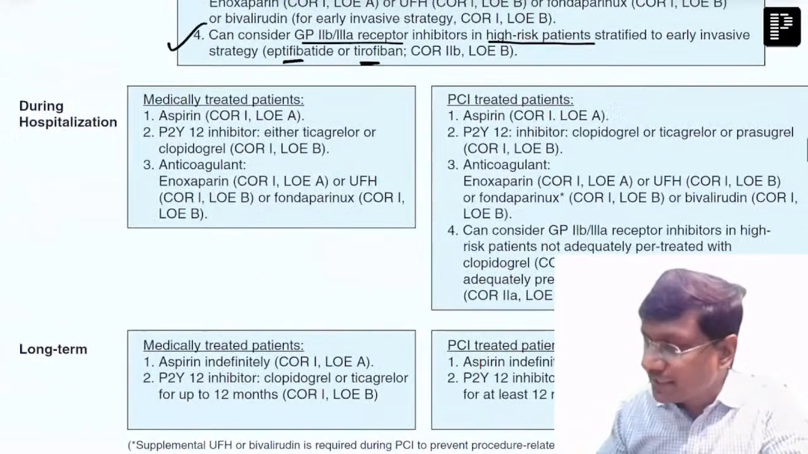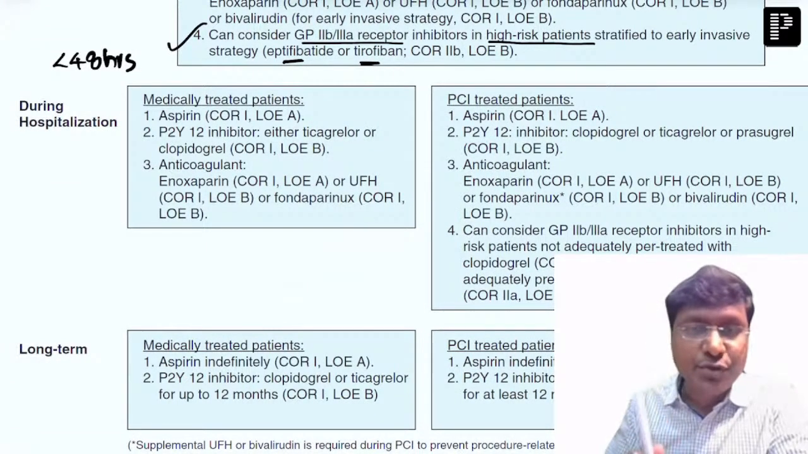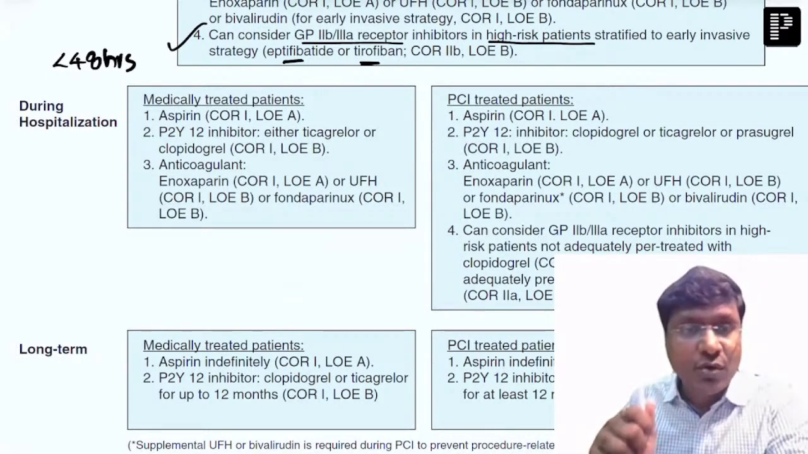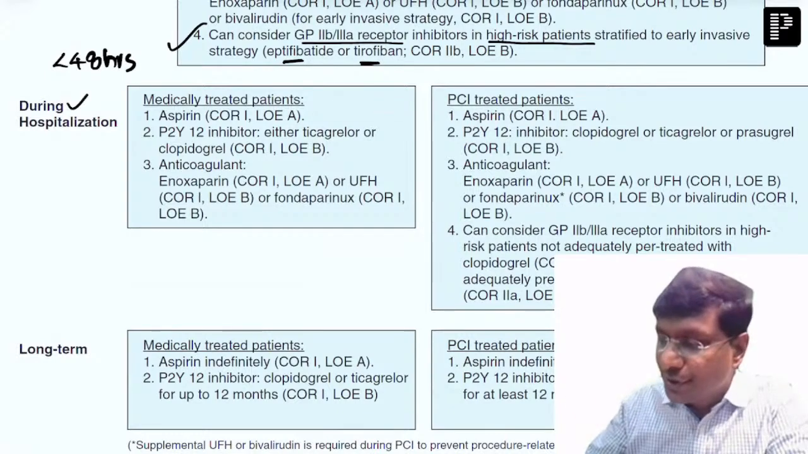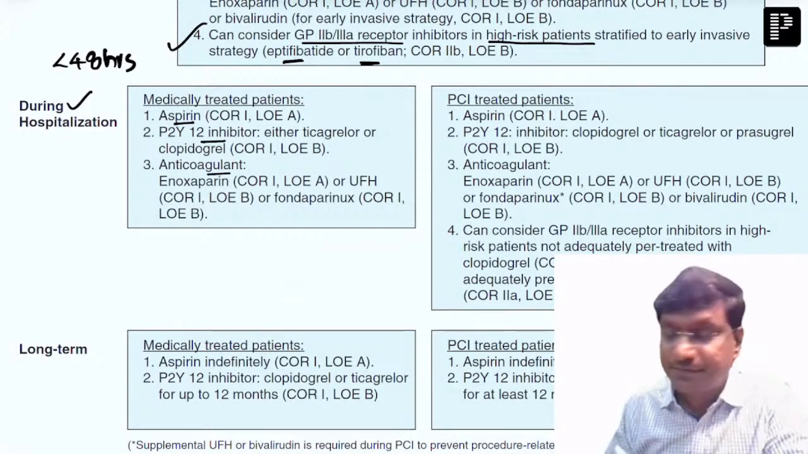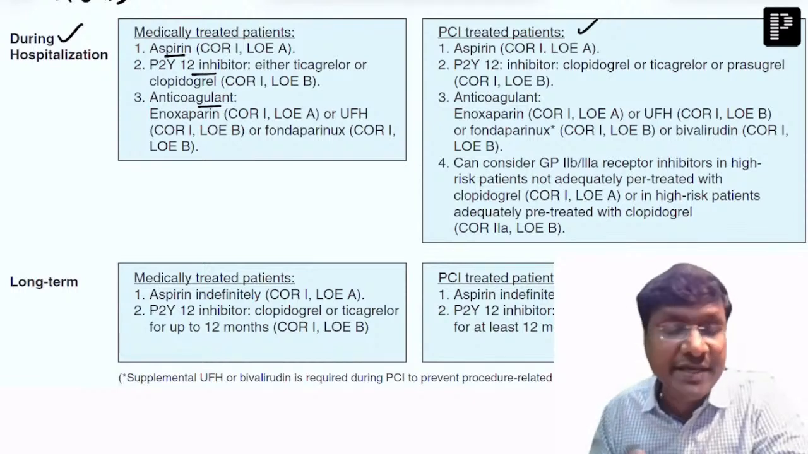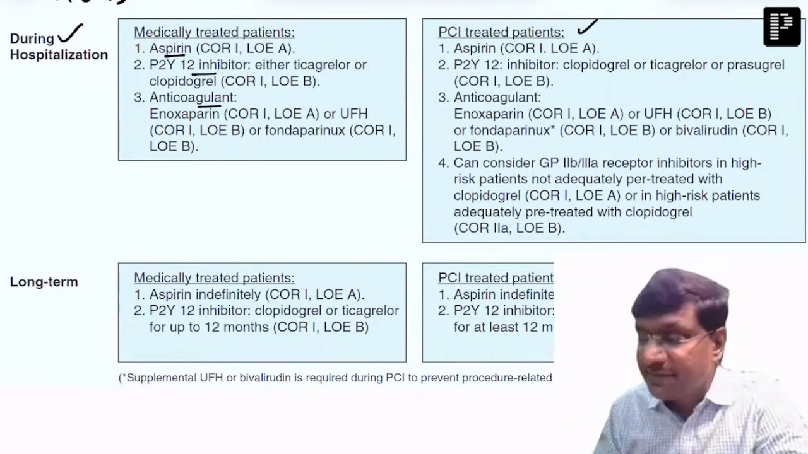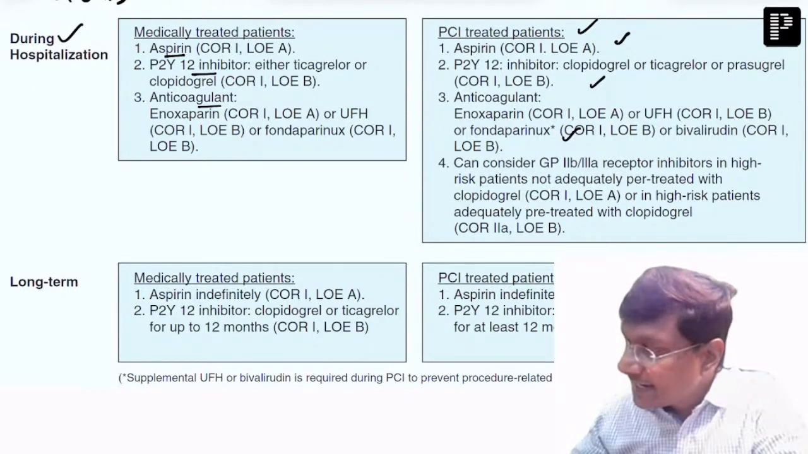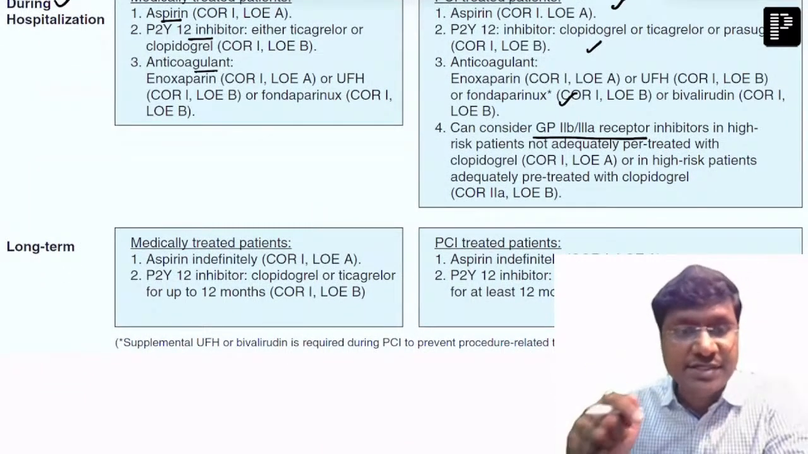Now, within 48 hours, what do you need to plan for? You need to plan for the coronary angiogram, right? If the coronary angiogram shows low risk during hospitalization, you need to give aspirin, P2Y12 inhibitor, and then anticoagulation. Now, if you have done a PCI where the TIMI risk is more than 3, there you need to give aspirin, P2Y12 inhibitor, anticoagulant, and again you need to consider the glycoprotein 2B3A receptor antagonist if the individual is in the hospital.